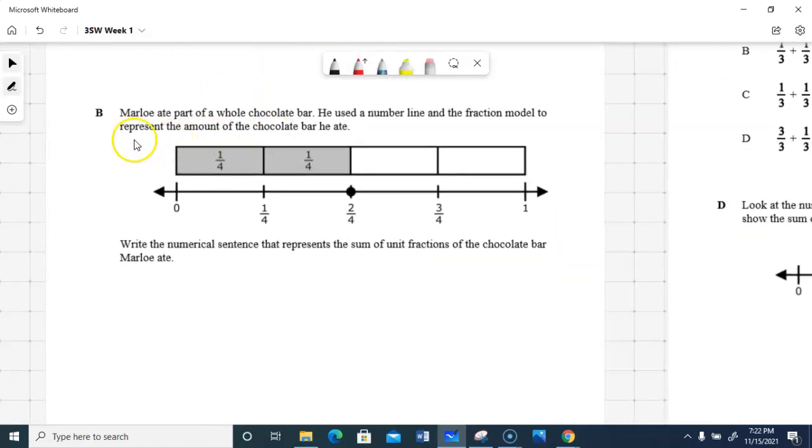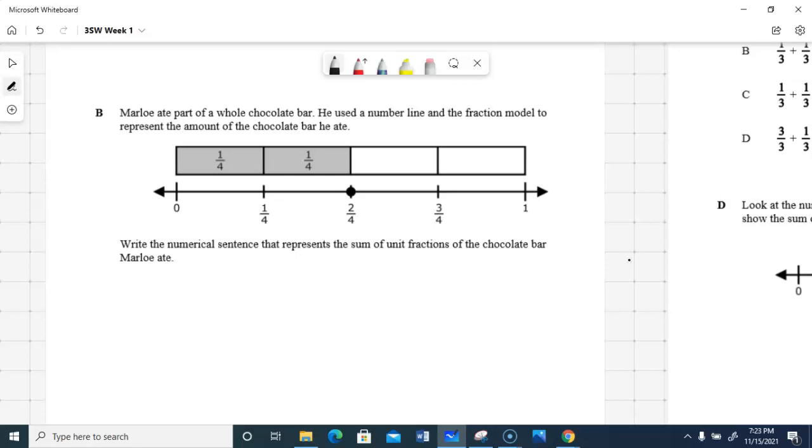Okay, B says, Marlowe ate part of a whole chocolate bar. He used a number line and a fraction model to represent the amount of the chocolate bar he ate. So you have a bar graph right here and a number line that both represent how much he ate. Okay, what we need to do is write a numerical sentence that represents the sum of unit fractions of the chocolate bar Marlowe ate.